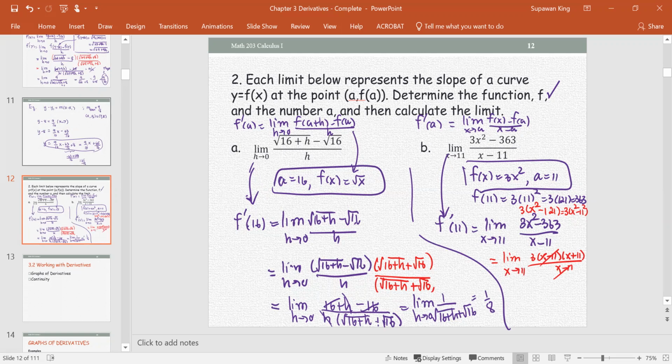Now we are going to find the limit of 3 times x plus 11 as x approaches 11. Replace the x with the number 11. We get 3 times 22. The answer is 66, as the derivative, or the f prime, at 11.